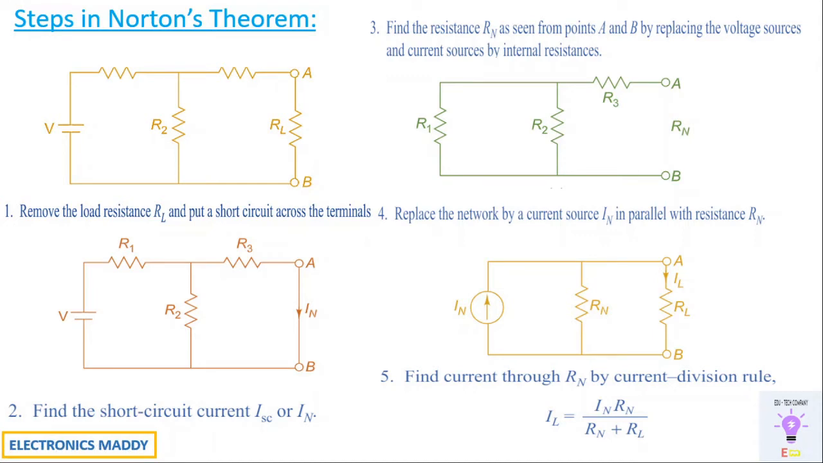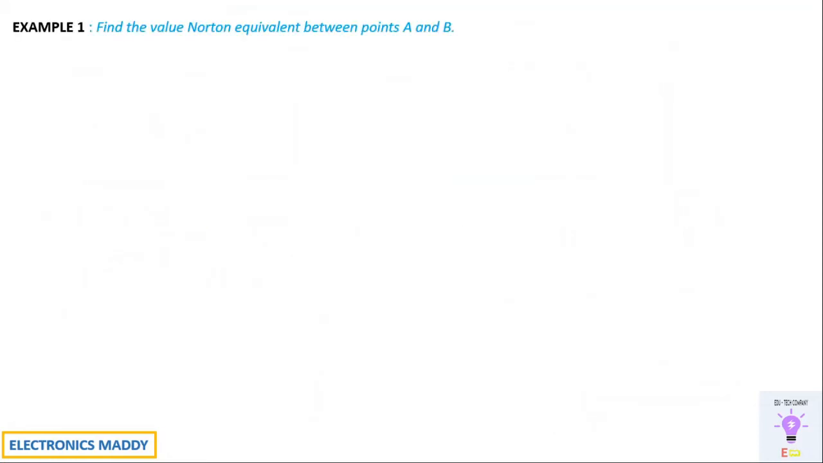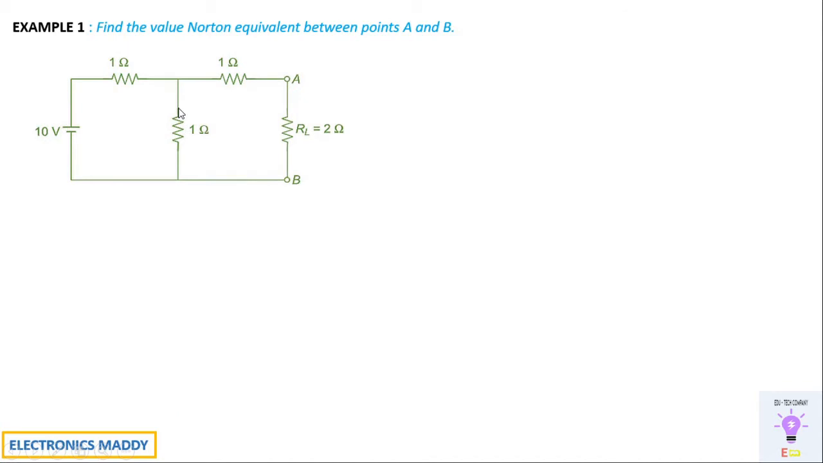So let's start applying these steps by solving a few worked examples with respect to Norton's theorem. Our first problem is to find the Norton equivalent between points A and B. Let us say they've given this circuit and asked us to find the equivalent circuit in Norton's form. So what is Norton's equivalent circuit? We already saw it in our previous slides. In order to arrive at that, we need to find the value of IN and the value of RN. Once that is done, we can equivalently represent them, isn't it?